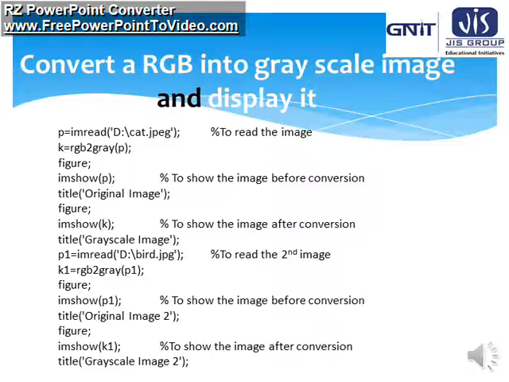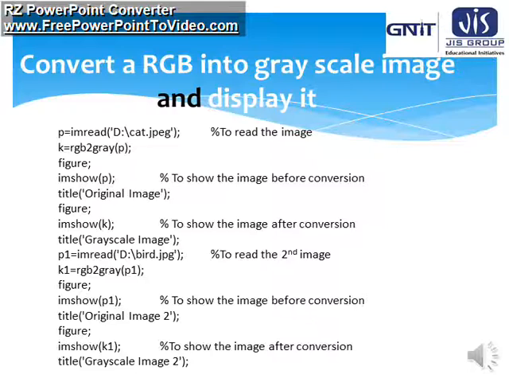So using imread, we are reading the cat image file and storing it in the variable p. Now we are writing k = rgb2gray(p). So p contains the color image. Now we are converting that color image using the rgb2gray function to its equivalent grayscale image, and we are storing it in the variable k. That's why we are writing k = rgb2gray(p).